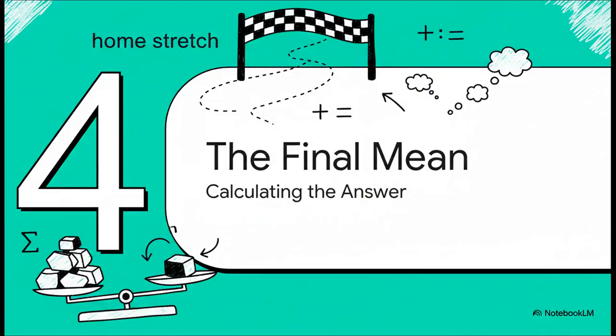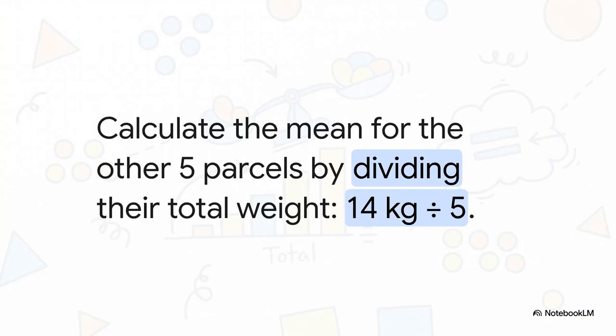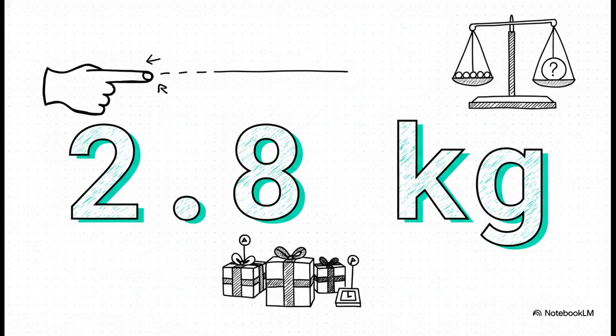All right, we are on the home stretch now. It's time to take that total weight we just found and use it to calculate the mean weight that the question actually asked us for in the first place. So, let's go back to our original definition of mean. We take the total weight, which is 14 kilograms, and divide it by the number of parcels, which is 5. Now, a great little trick for dividing by 5 without a calculator is to double the top number and double the bottom number. That turns it into 28 divided by 10. And of course, dividing by 10 is easy. You just move the decimal point 1 place. And there we have it. Our final answer is 2.8 kilograms. That's the mean weight of those other 5 parcels.